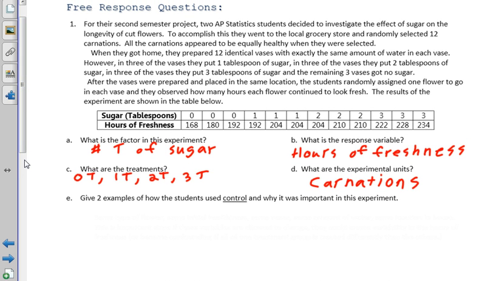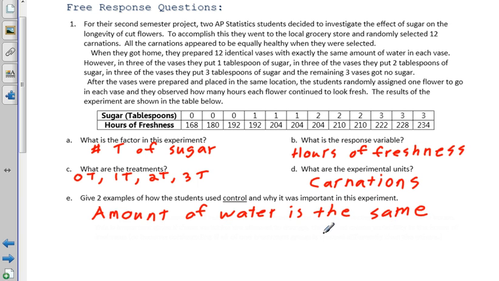So remember the difference between control and control group. Control group is when you have one group that doesn't receive treatment, but that's not what they're talking about here when they say control. So don't refer to the 0 tablespoon group. Instead, what did they do to make sure that everything else was the same other than sugar? The amount of water. Identical bases. They used identical bases.